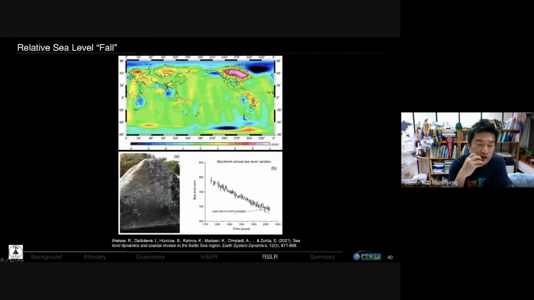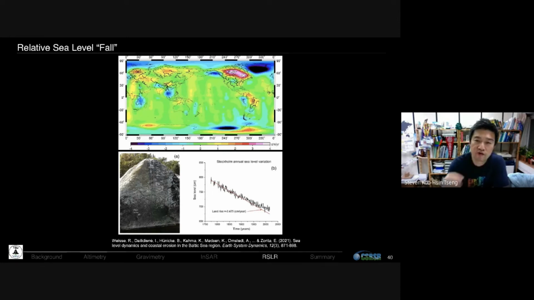So sea level rise is a global issue, but this is probably the last figure. I want to give you also a very interesting story. Global sea level is not always up. So for some particular areas, actually the sea level is falling.